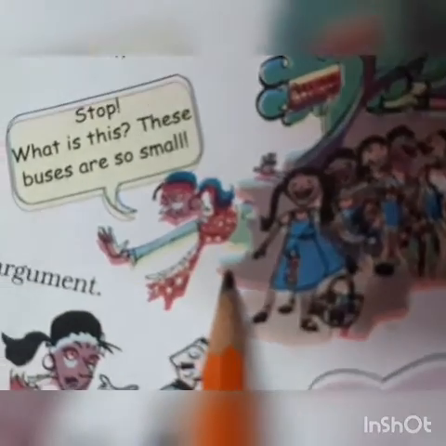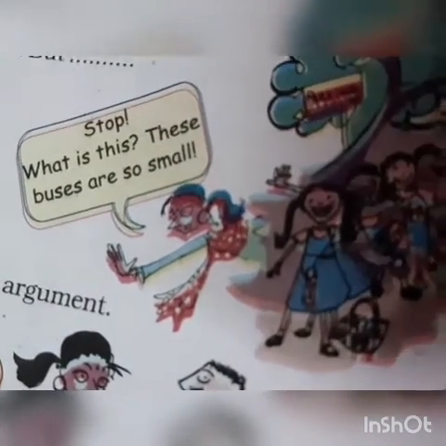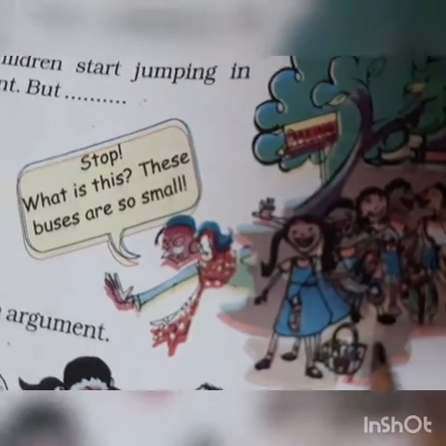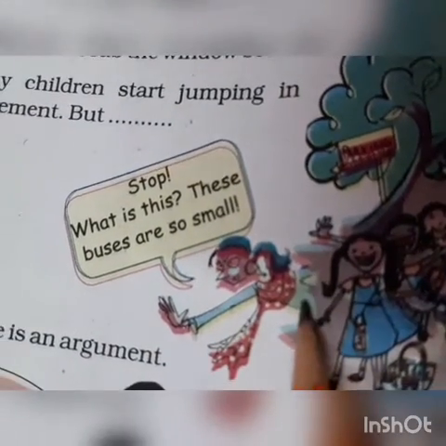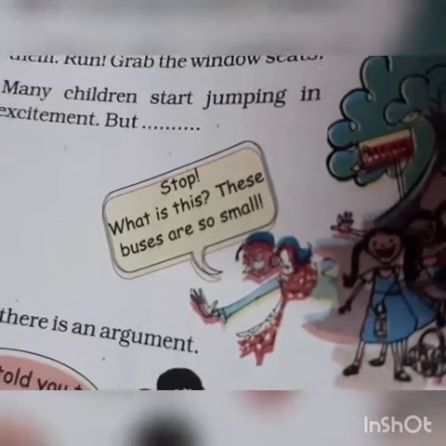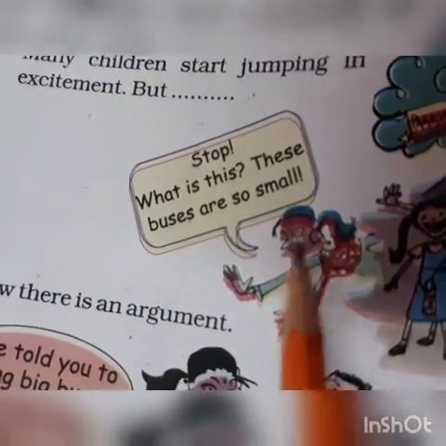Suddenly the teacher says stop. Why does the teacher say stop? Because children are running first of all and they all want to take the window seat. But the teacher says stop because the buses are so small. They wanted the big buses, but the buses that have come to take the children are small.